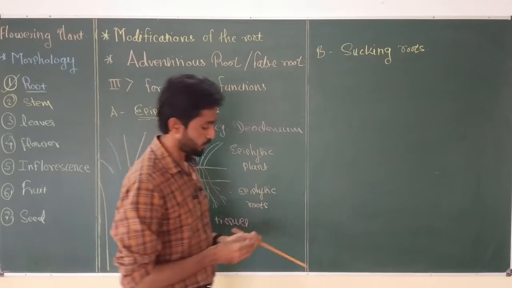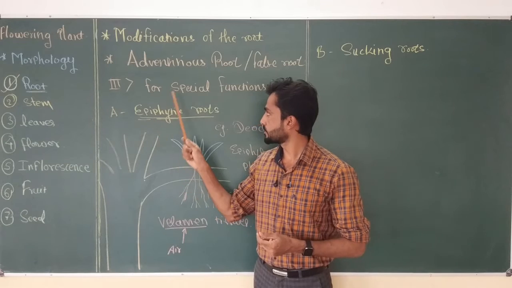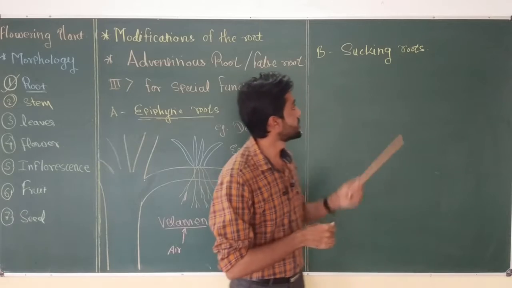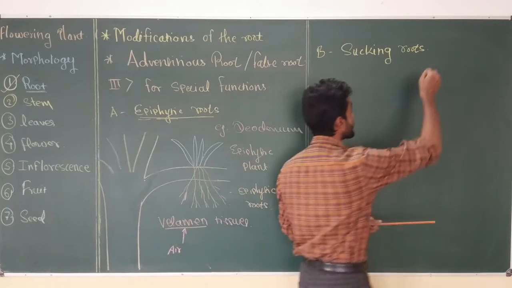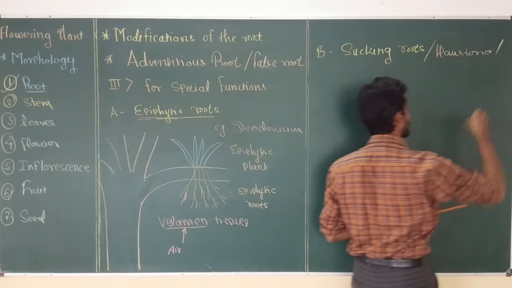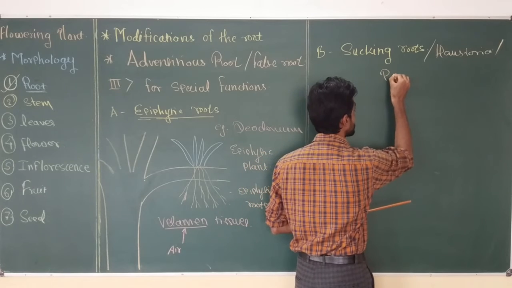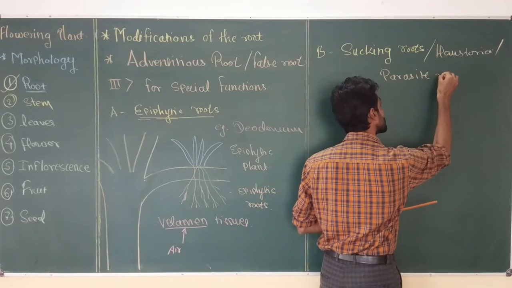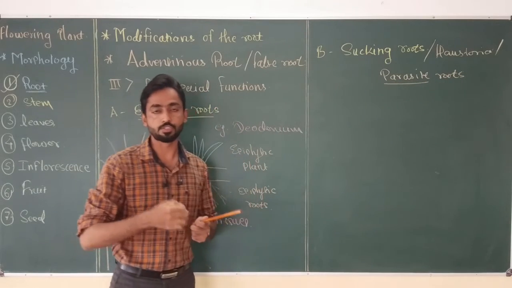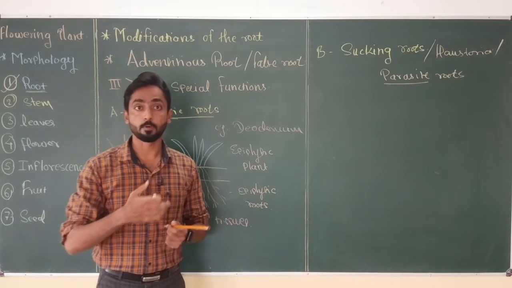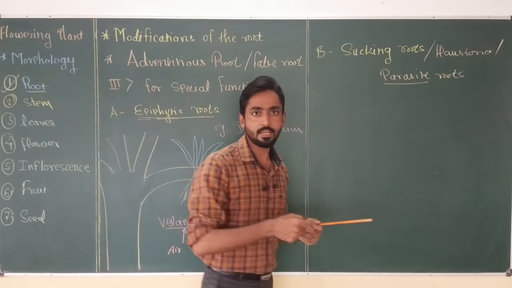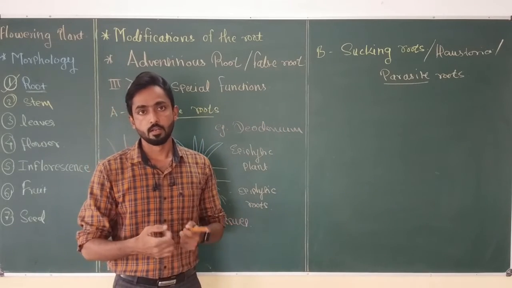Okay, now the next type of root which is developed for performing a special function in the flowering plant, and the root is a type of adventitious root, is the sucking root. They are also known as Haustoria, or they are also known as parasite roots. What is a parasite? A parasite is nothing but an organism which depends upon another organism, or depends upon a host, for nourishment. Okay, so this type of root directly absorbs water and minerals from the host plant.